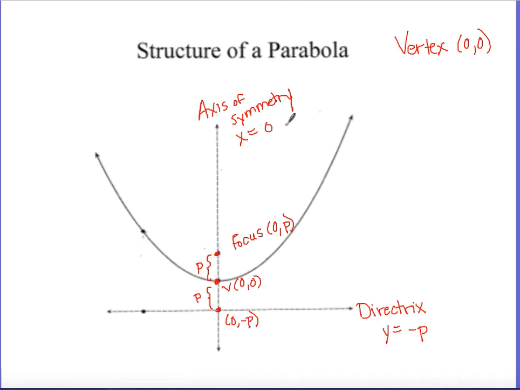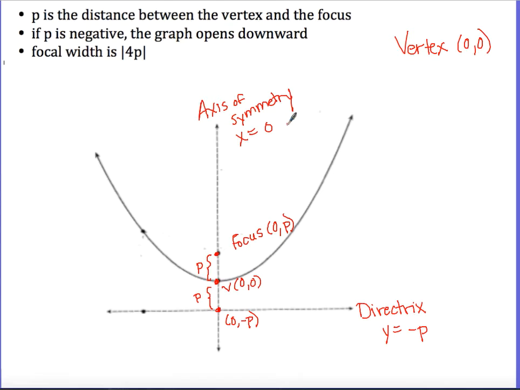We'll talk about the equation of this parabola in just a little bit, but a couple other things for us to notice about this. As you now see on the top of the screen, p is the distance between the vertex and the focus. We just talked about that. If the p value is negative, what is that going to mean? That's going to make this graph open downward. And the last thing is something called the focal width. The focal width is the absolute value of 4 times p.